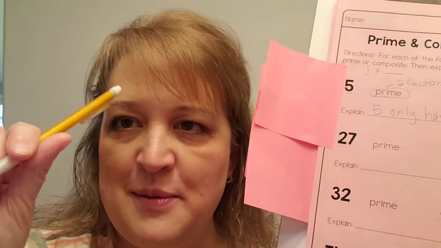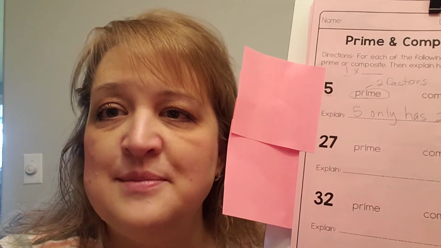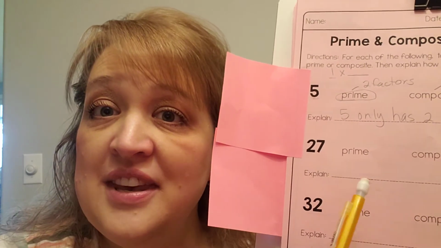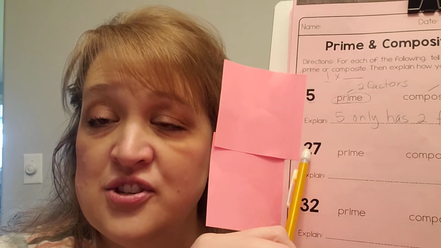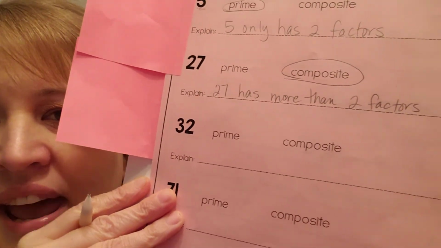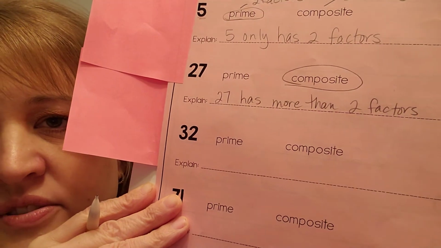And now I think back to my multiplication. 3 times 9 is 27. So this has more than two factors. So this number is composite, and the explanation is 27 has more than two factors. Okay, actually, I could have also said 27 has 3 or more factors.